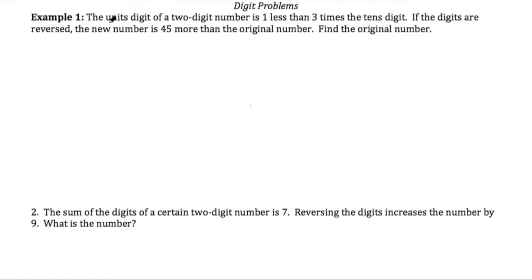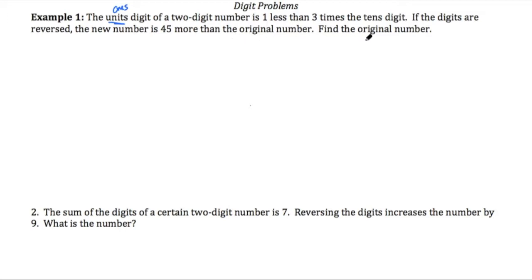Sometimes students are thrown off by the words unit digit. That's also like the ones digit. Those can be used interchangeably. So let's look at this example and get started. The units digit of a two-digit number is 1 less than 3 times the tens digit. If the digits are reversed, the new number is 45 more than the original number.